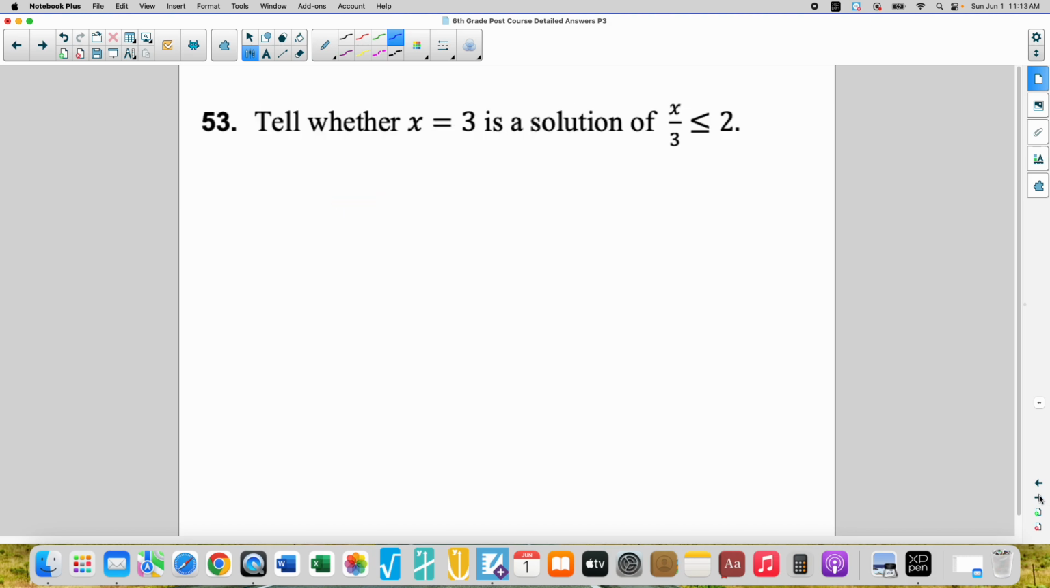Tell whether x equals 3 is a solution of x over 3 less than or equal to 2. So we have this inequality, and we're going to plug this value in for the variable. 3 over 3 less than or equal to 2. I'm already doing the problem. So 3 over 3 is 1. Is 1 less than or equal to 2? That is true. So x equals 3 is a solution.